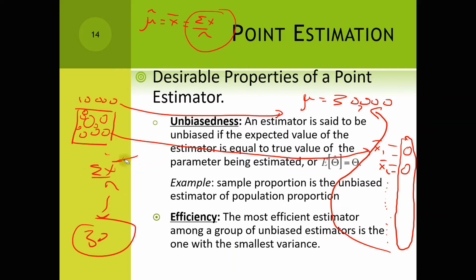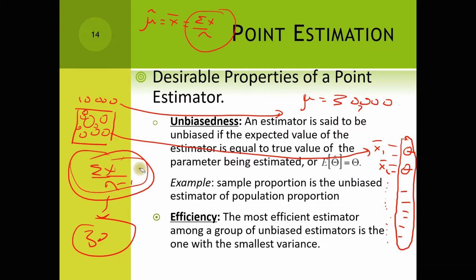But if you use a certain formula, whatever formula, let's suppose I use n minus 1, applying the sum of x over n minus 1 to get the different sample means. And if I take the average of all these different sample means using this formula, you might see that it is not going to give me the true mean 30,000. Then this formula divided by n minus 1 is a biased formula. So what do we want to do? We want, as far as possible, to have the principle of unbiasedness.